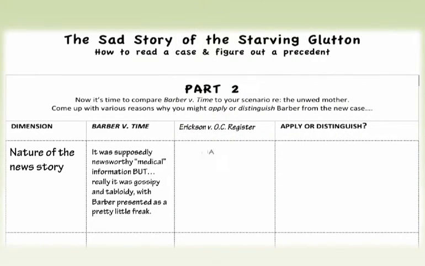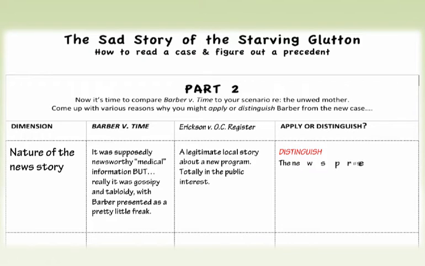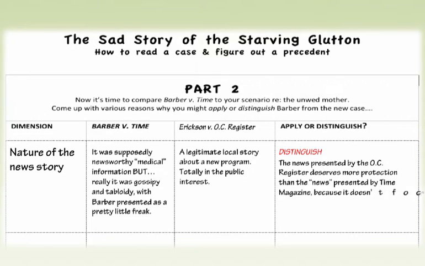Whereas Erickson v. OC Register, that actually is a legitimate, bona fide local story about a new neonatal program in the area that would be relevant to maybe a lot of readers. So you could argue that the article is in the public interest much more than this mysterious illness, which, by the way, you don't learn anything about. The OC Register story, you could argue, warrants a lot more protection. So you could distinguish Barber v. Time from Erickson v. OC Register based on the nature of the news story being more in the public interest.